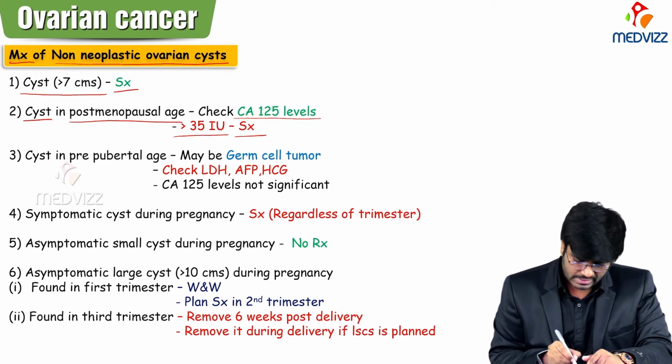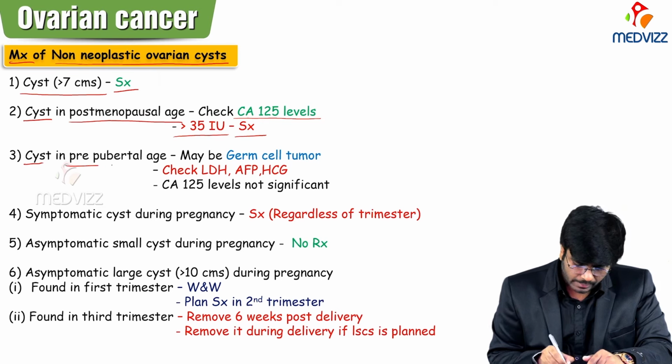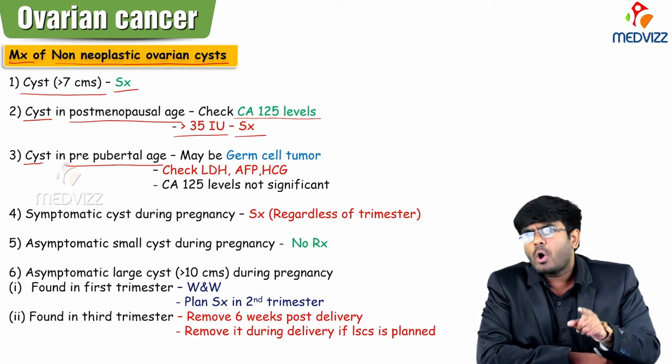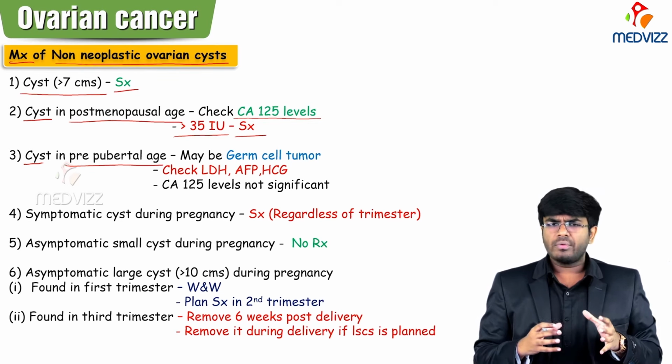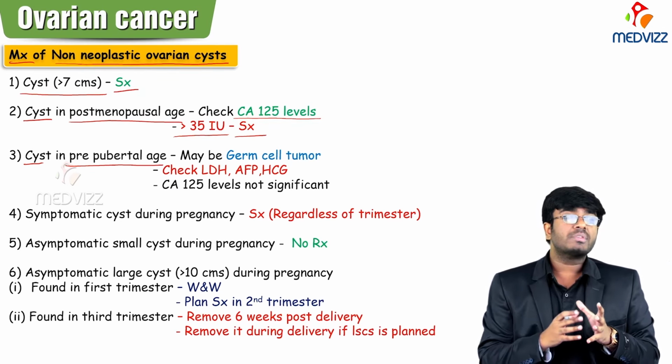What if there is a cyst in a prepubertal age? We have already seen that in the 10 to 30 years age group, the most common ovarian cancer is going to be germ cell tumors.